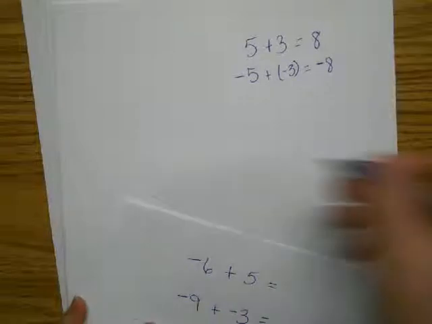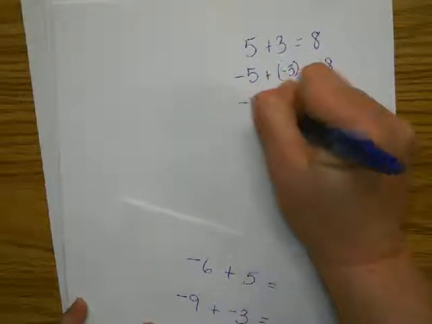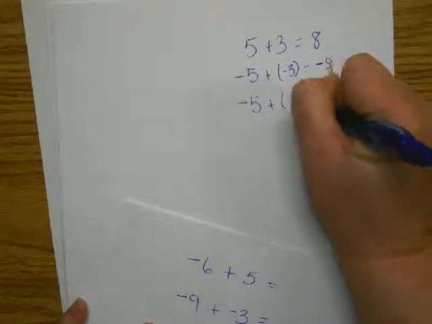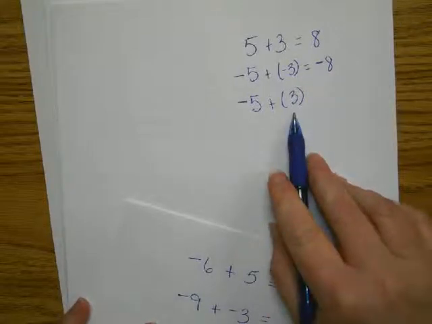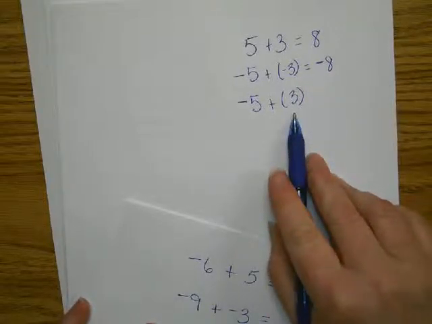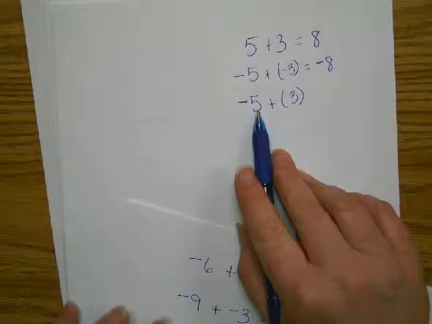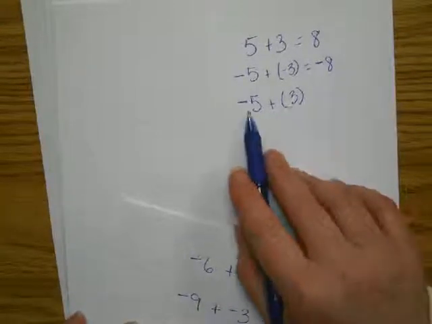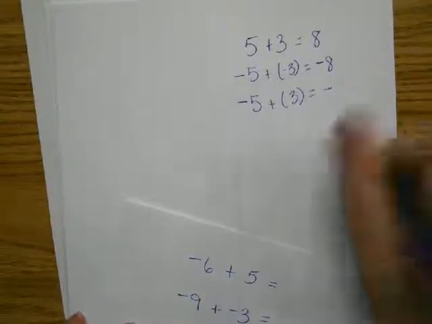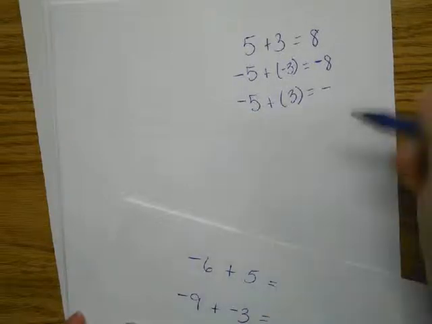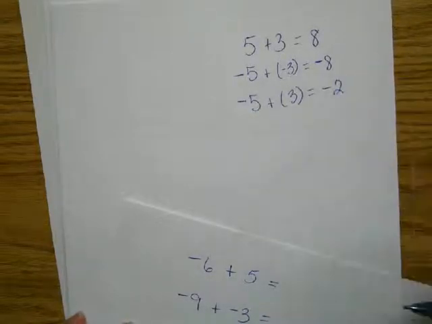If we have one of each, let's say negative 5 plus a positive 3, there's one of each, so we actually are going to subtract them, and we keep the sign of the one that has the most. We have more here because there are 5 negatives versus 3 positives, so our answer is going to be negative, and if we take 5 minus 3, we end up with negative 2.